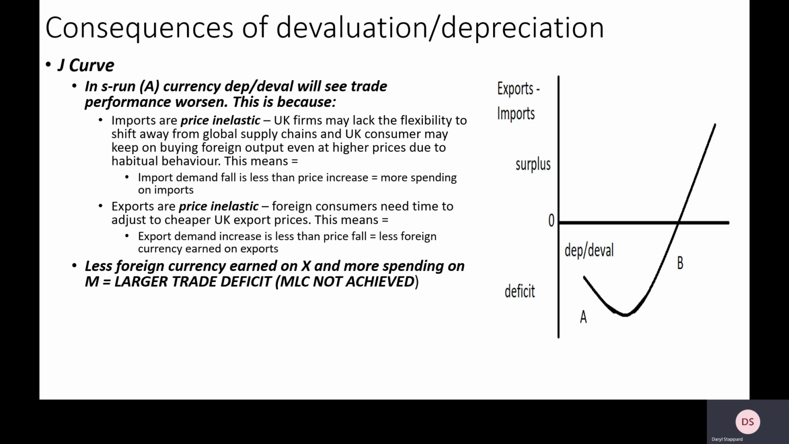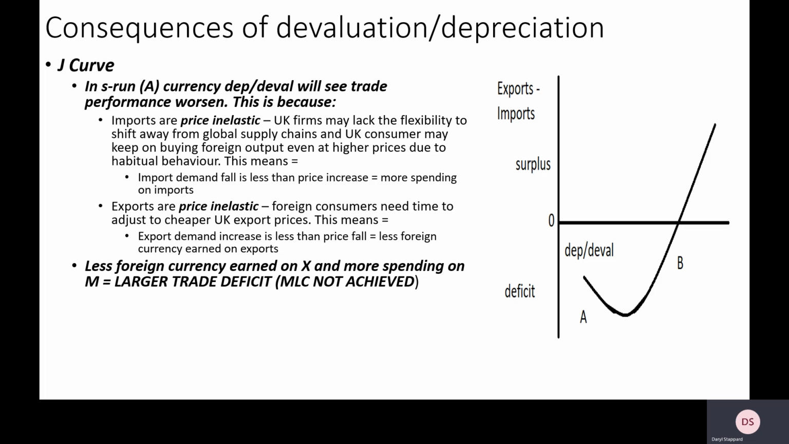The Marshall-Lerner condition has not been met, and that is because imports and exports are price inelastic in demand. On B, it shows in the long run, as the demand for imports and exports becomes more price elastic, then the idea would be that trade performance will start to improve. So now we're going to see a reduction in the spending on imports, but we're going to see the value of our exports start to grow. So point B, everyone, the Marshall-Lerner condition is achieved and trade performance will actually start to improve.